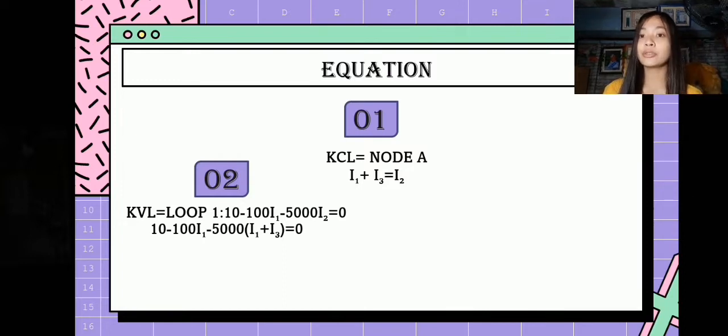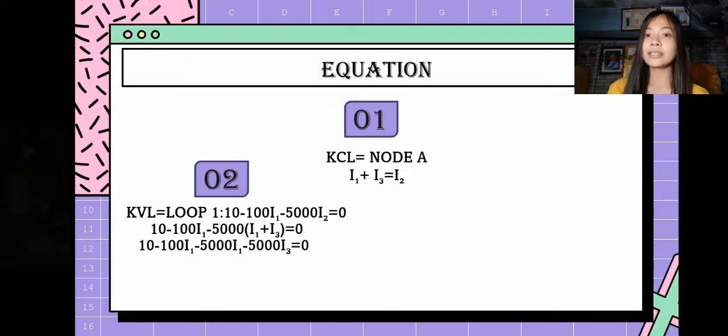So the next thing we need to do is distributive property. So we will multiply negative 5,000 in I1 plus I3. So the result is 10 minus 100 I1 minus 5,000 I1 minus 5,000 I3 is equal to 0. The next thing we will do is we will combine the same I1 and it will be 10 minus 5,100 I1 minus 5,000 I3 is equal to 0. After that, we will move 10 to the other side and it will be negative 5,100 I1 minus 5,000 I3 is equal to negative 10.